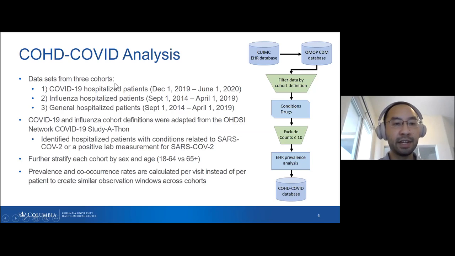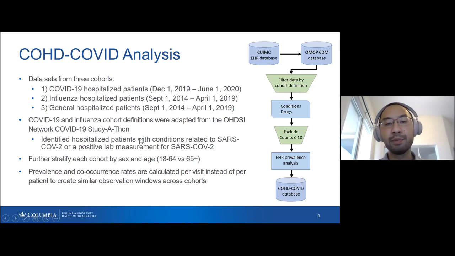The COVID-19 and influenza cohort definitions were adapted from an Odyssey Network COVID-19 study-a-thon. Essentially, these cohort queries identified hospitalized patients that either have a condition related to SARS-CoV-2 or a positive lab measurement for the virus. Additionally, we stratify each of these cohorts by sex and age. So age, we're looking for adults between 18 and 64, or seniors 65 and over. And for each of these cohorts, as well as each of these strata, we provide the prevalence and co-occurrence rates.